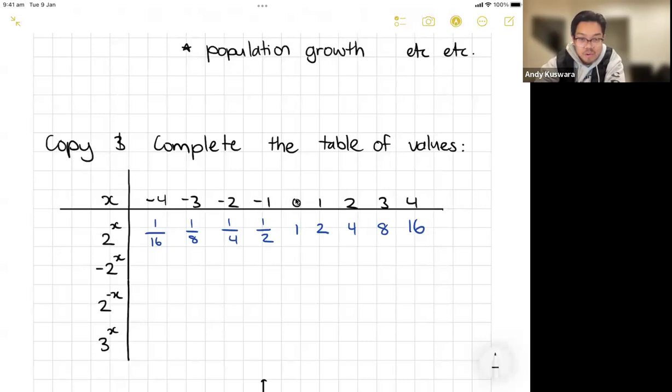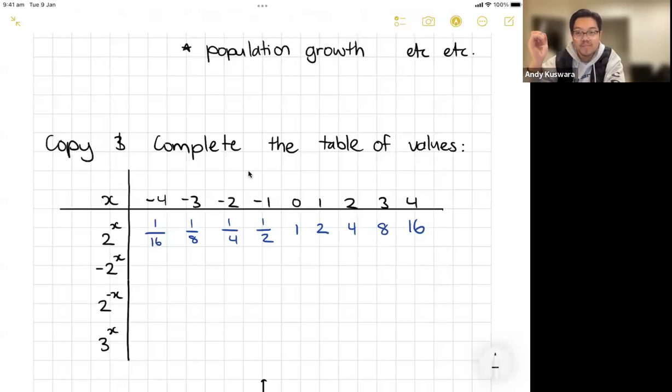Hopefully this makes sense. 2 to the power of 0, or anything to the power of 0, is in fact 1. 2 to the power of 1 is 2. 2 to the power of 2 is 4. 2 to the power of 3 is 8. 2 to the power of 4 is 16. So you can see that I'm doubling every time this way. And then if I go this way, 2 to the power of -1, if you put it in your calculator, becomes half. Half of half is now a quarter. Half of a quarter is now an eighth. Half of an eighth is now 1/16.